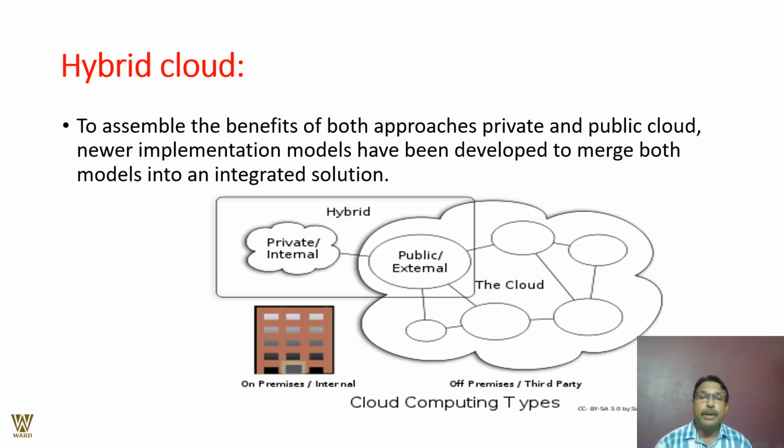What about the hybrid cloud? It is a combination of part private and part public. You remember the photograph that I showed a few moments earlier about the cloud. Cloud is nothing but interconnections of various servers, off premises, third party. This is what cloud computing is all about: to assemble the benefits of both the private and the public cloud. Newer implementation models have been developed to merge the models as integrated solutions, and that is known as hybrid cloud.